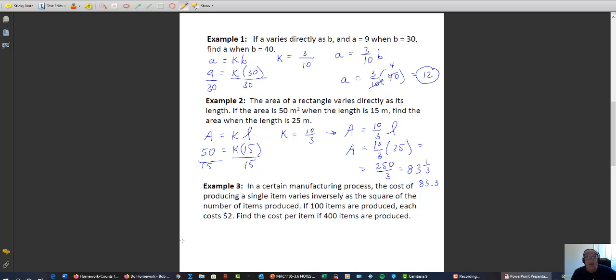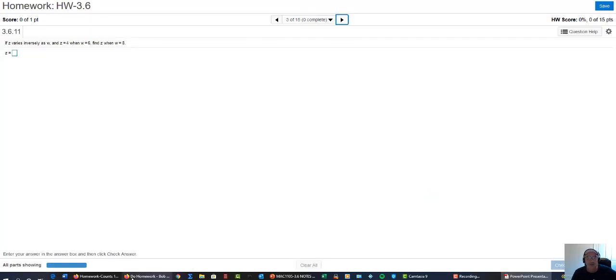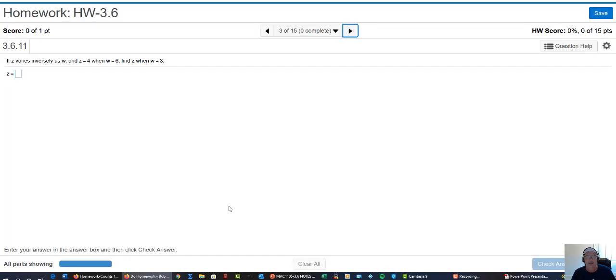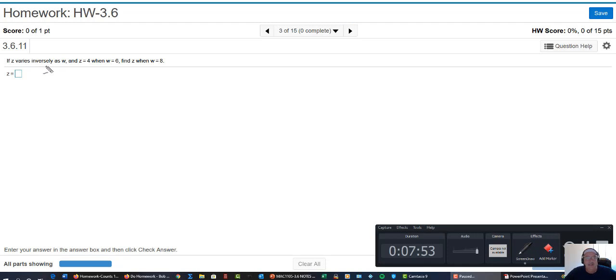All right, for the next example here, I'm just going to jump into the homework as you will see it here. Let me see if I can blow that up a little bit. In section 3.6, notice it says if Z varies inversely as W, and we'll stop right there. When I see that word inversely, I'm going to say Z equals K over W, or division there. So this is the first example where this wasn't a direct relationship in terms of multiply but divide.